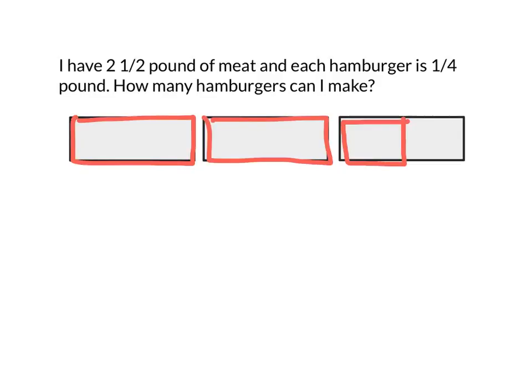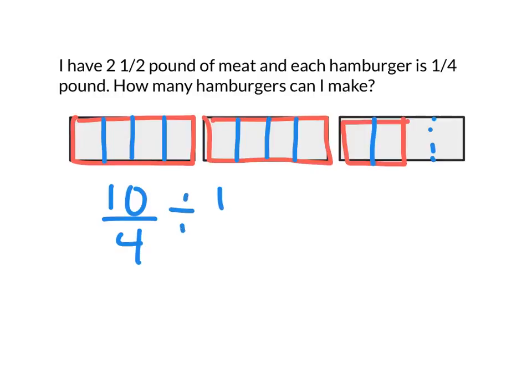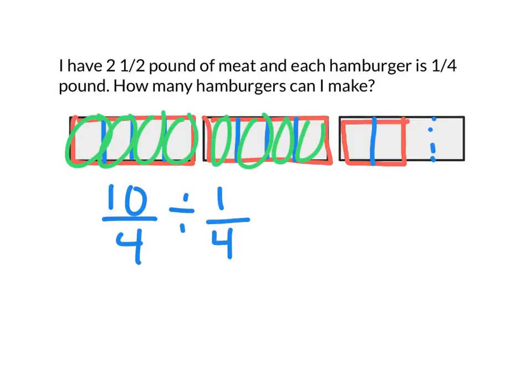So in order to take 1/4 at a time, I would need to break them into quarters. So if I'm breaking everything into quarters, and then technically that would have been the quarter here, okay, I have 1, 2, 3, 4, 5, 6, 7, 8. I have 10 quarters now, and I am taking them 1 at a time. So if I'm taking them 1 at a time, 1, 2, 3, 4, 5, 6, 7, 8, 9, 10, I would have 10 as my answer, and I would be able to make 10 hamburgers.